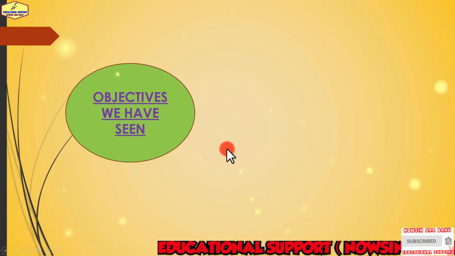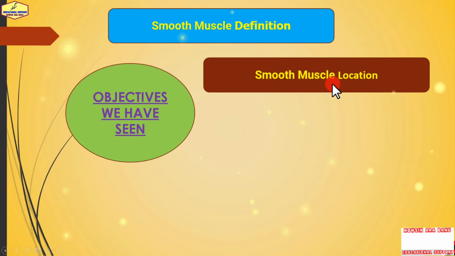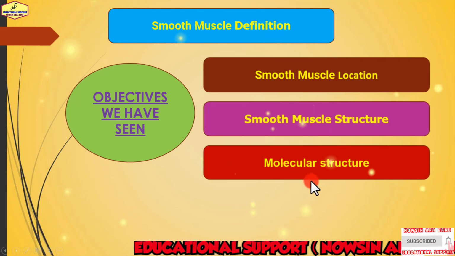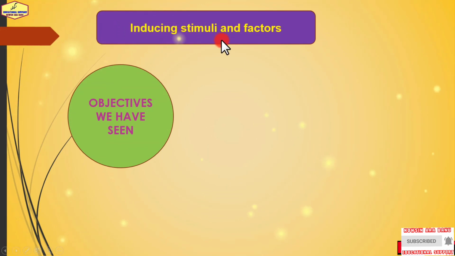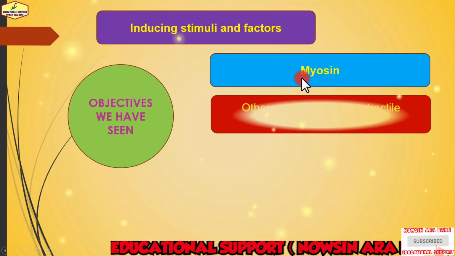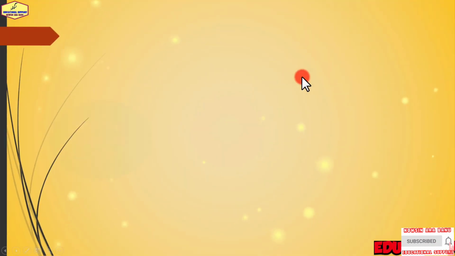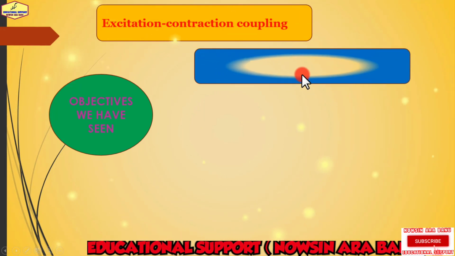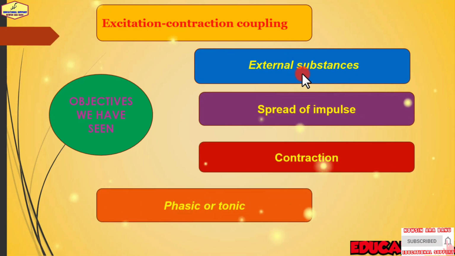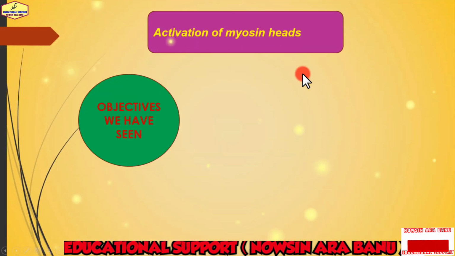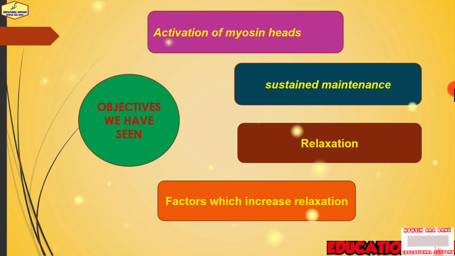Now, the objectives we have seen are smooth muscle definition, smooth muscle location, smooth muscle structure, molecular structure, actin, inducing stimulant factors, myosin, the proteins of the contractile apparatus, the tensile structures, caveolae, excitation contraction coupling, external substances, spread of impulse, contraction, phasic or tonic, activation of myosin head, sustained maintenance, relaxation, and factors which increase relaxation.